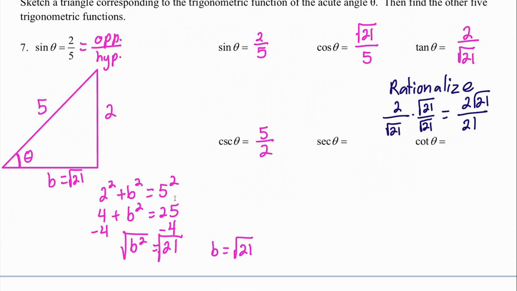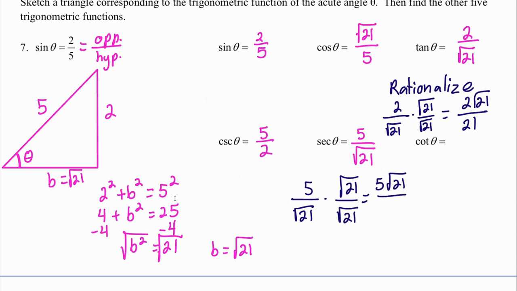And so that's going to be 5 over the square root of 21. Again, if we did want to rationalize that, we would multiply by the square root of 21 over the square root of 21. So we would get 5 square root 21 over just a regular 21. Again, you don't have to do that. I'm just showing you that it does exist.